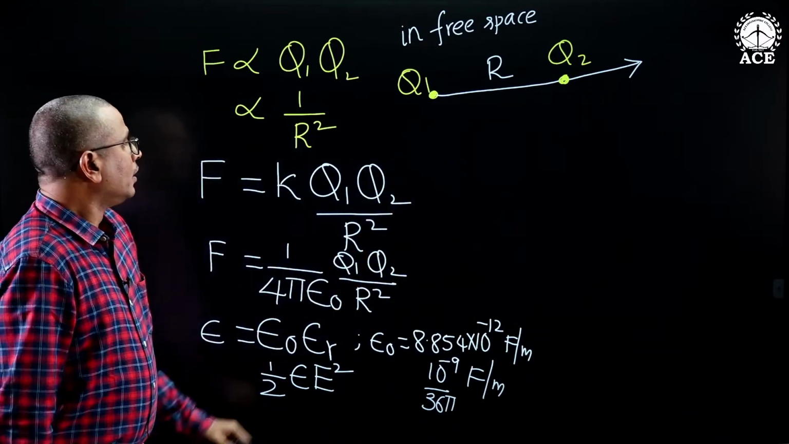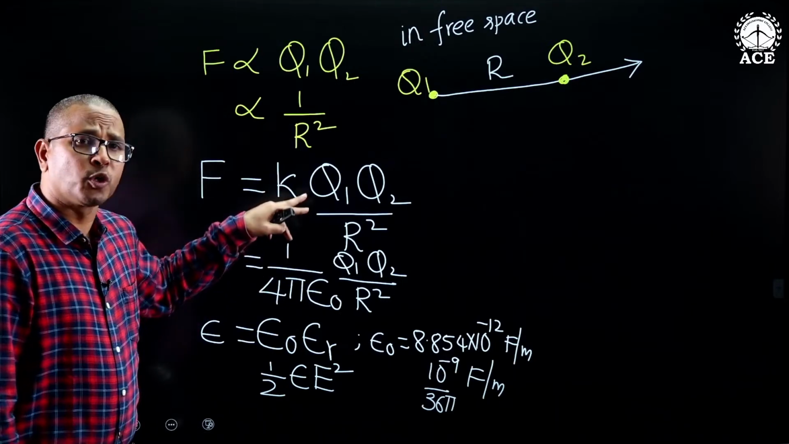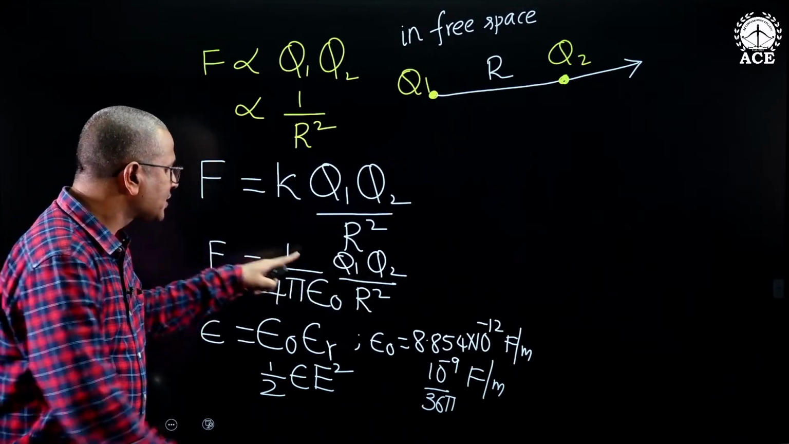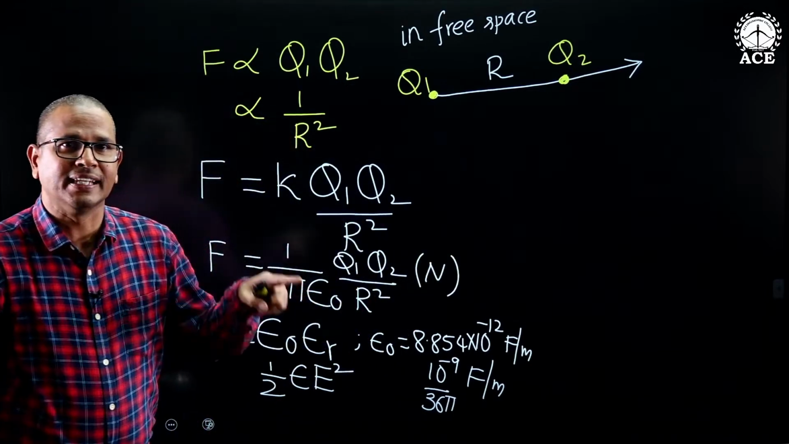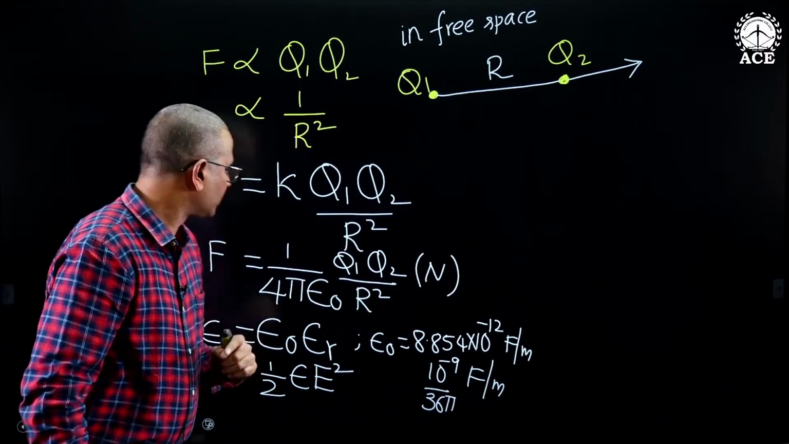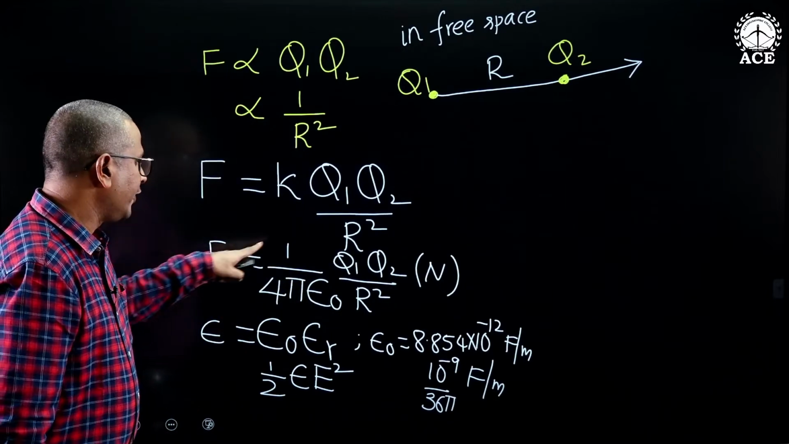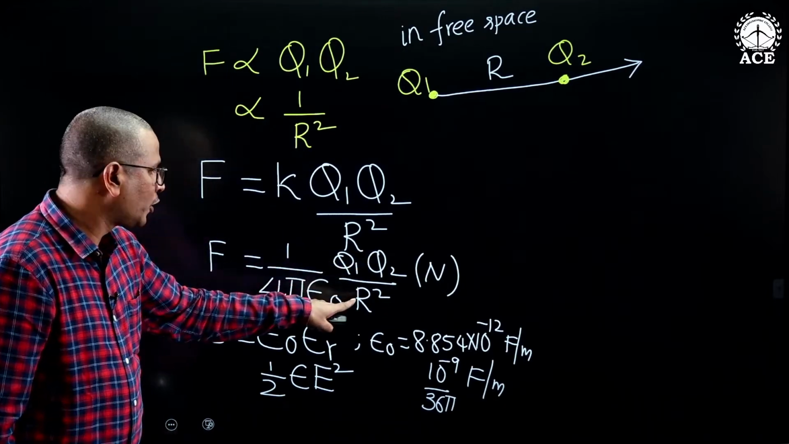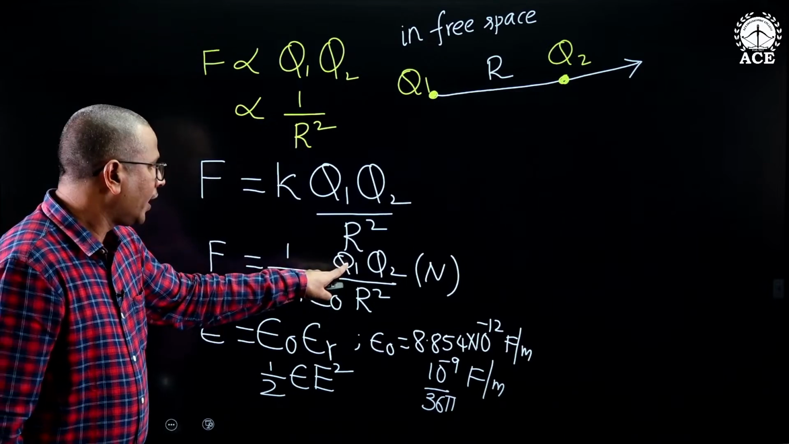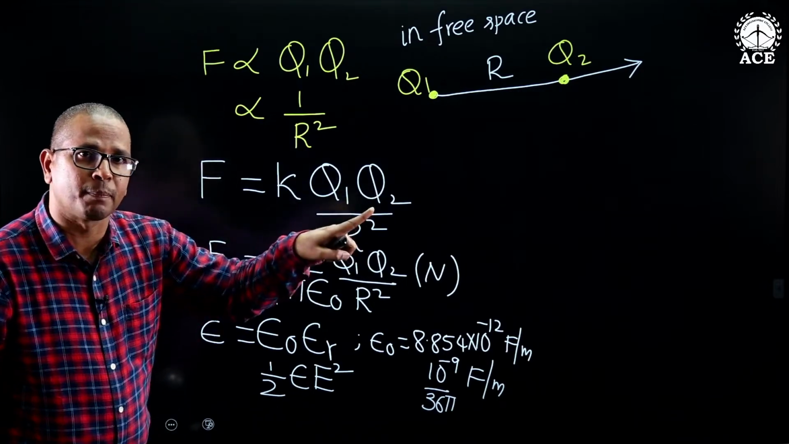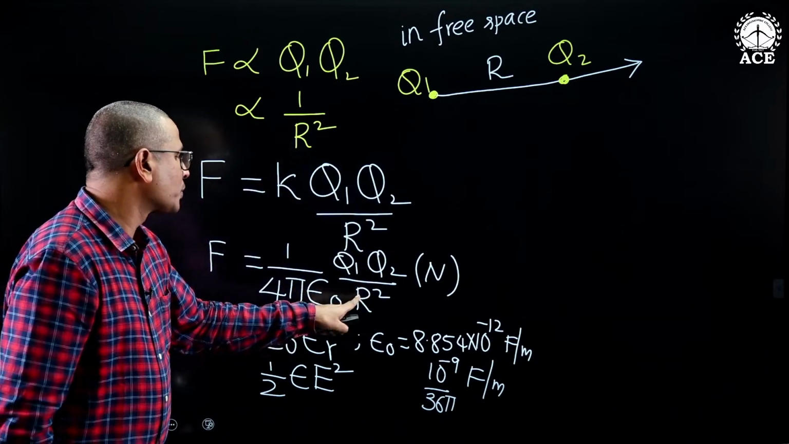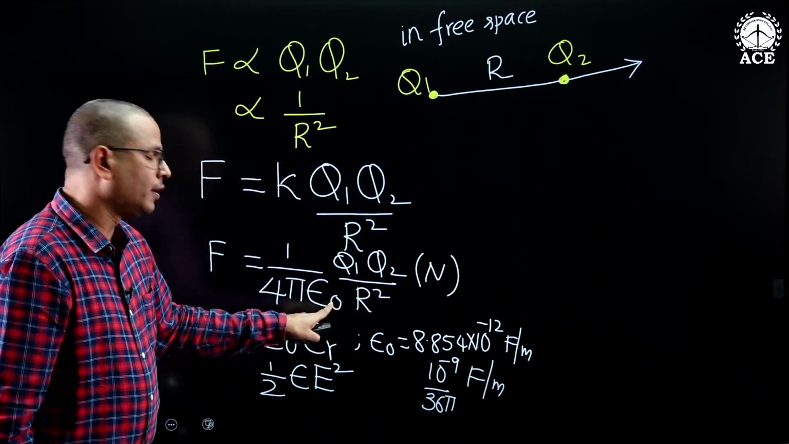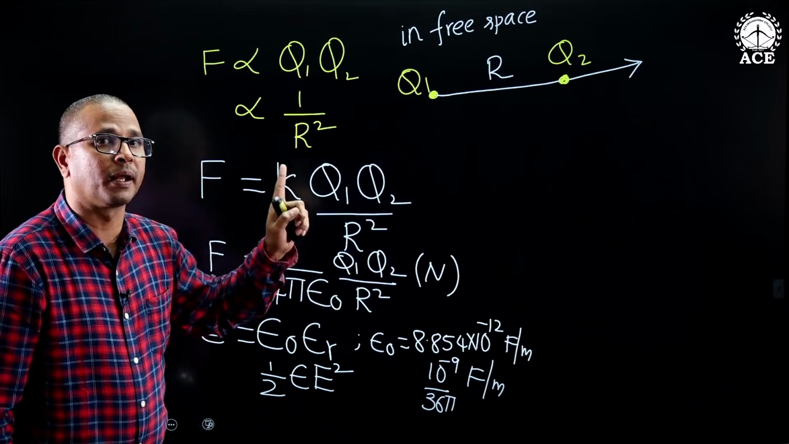Now, according to Coulomb's law, the magnitude of force, which is measured in newtons, named after Professor Isaac Newton, one of the great mathematicians, is F = 1/(4 pi epsilon naught) Q1 Q2 / R^2. The force is directly proportional to the charge contained by each object and inversely proportional to the square of the distance between them. Not only that, it also depends on permittivity.